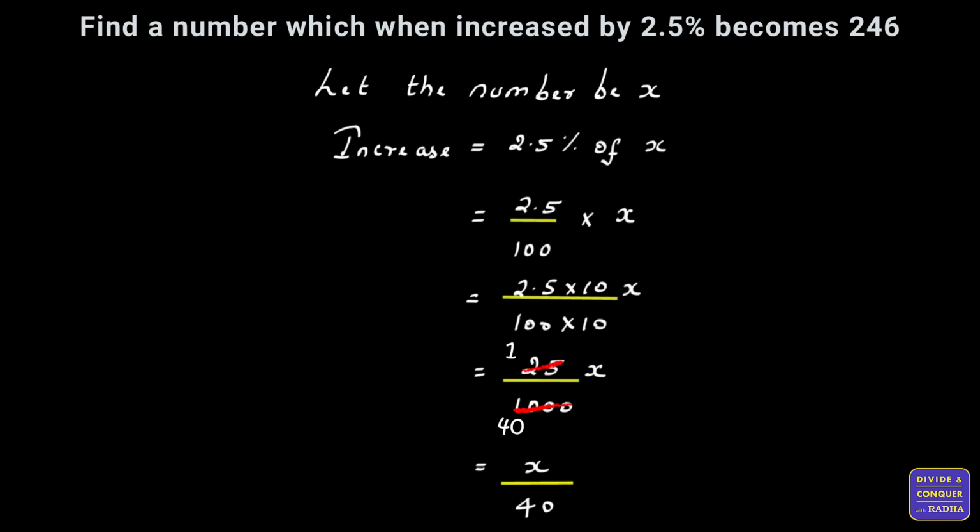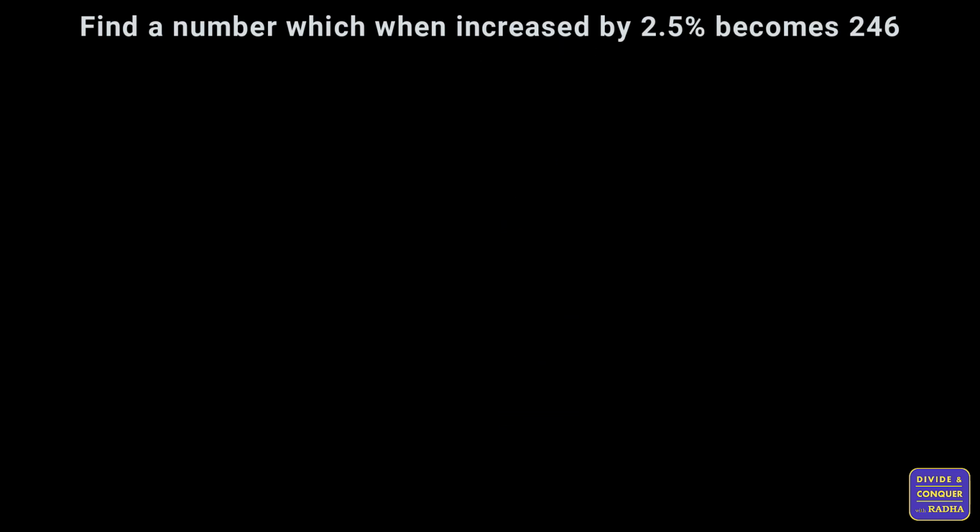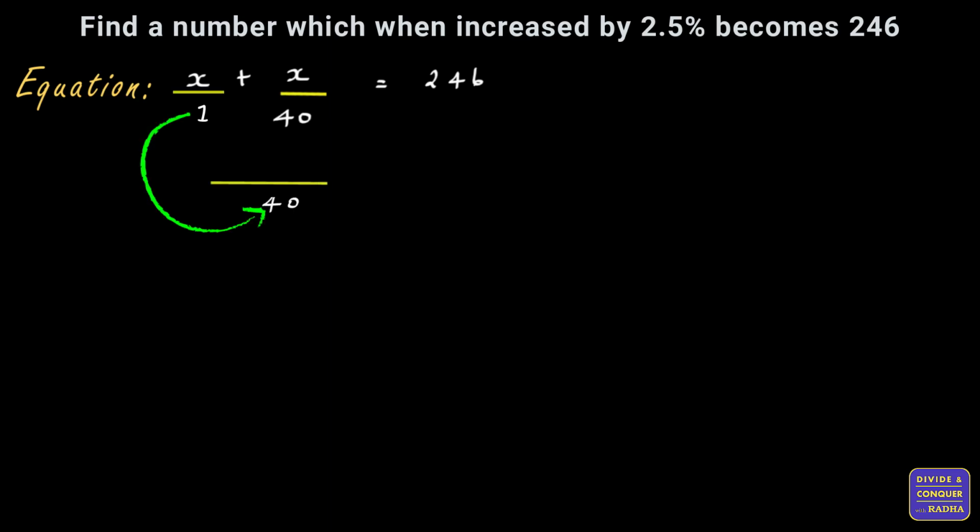Now let's frame the original equation. Original number plus the increase gives us 246. So x plus x by 40 is equal to 246. The LCM of 1 and 40 is 40. So 1 times 40 is 40. So x times 40 we get 40x plus x divided by 40 is equal to 246.